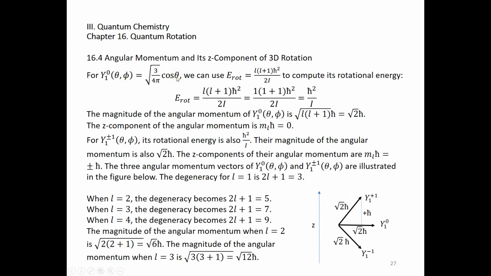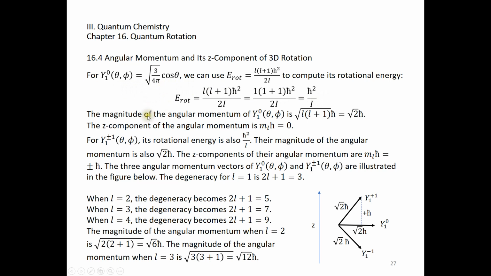Given this wave function, we can compute the rotational energy in an easier way. We'll just use this formula here. This formula comes from solving the Schrödinger equation. If we use this formula, we can just plug in L equals 1. Immediately we get h bar squared over I. That's the rotational energy of this system.